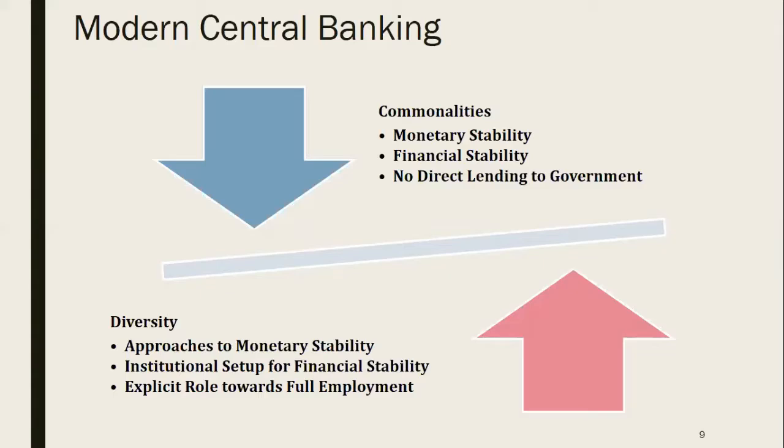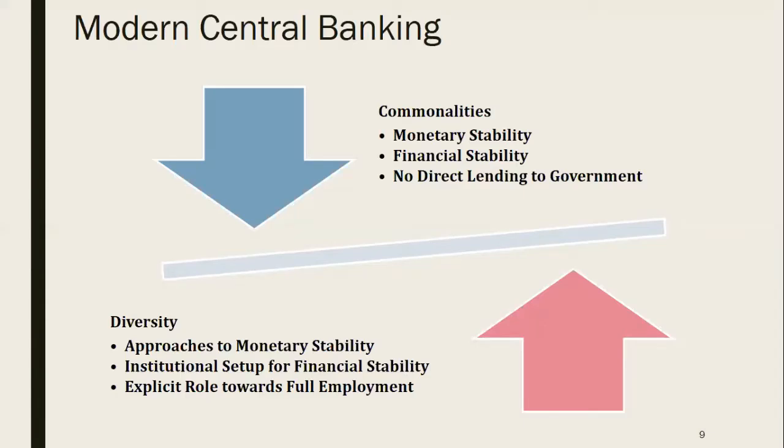Then the second one, institutional setup for financial stability. What is meant by that? Like we discussed before, maybe some central banks will assign the supervisory function to a separate entity. Maybe some other central banks keep the supervisory function within themselves. So that institutional setup can change, but maintaining financial stability is common to all central banks.